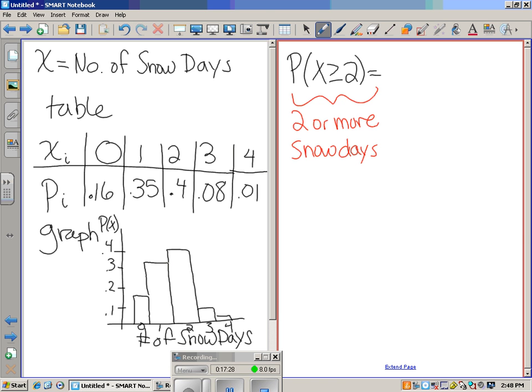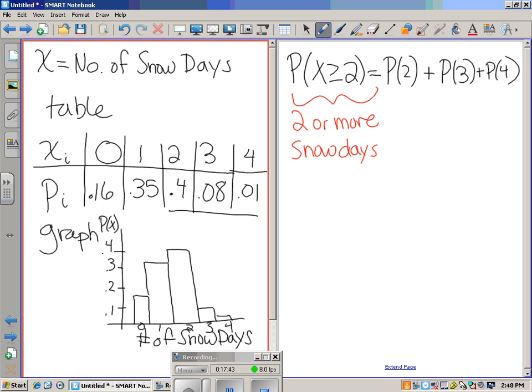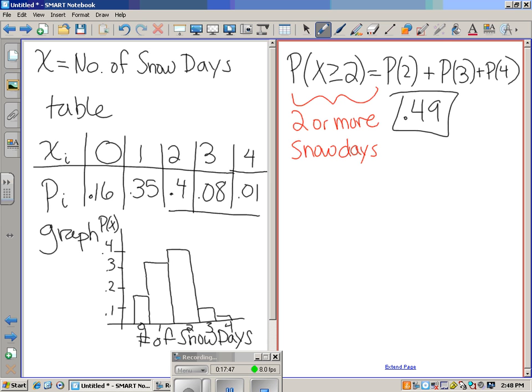So knowing the notation and then what the notation means is quite important. And to find this, that's just the probability of 2 plus the probability of 3 plus the probability of 4 snow days, which is just the sum of these three, which is 0.49, which seems a little high, especially for this winter.